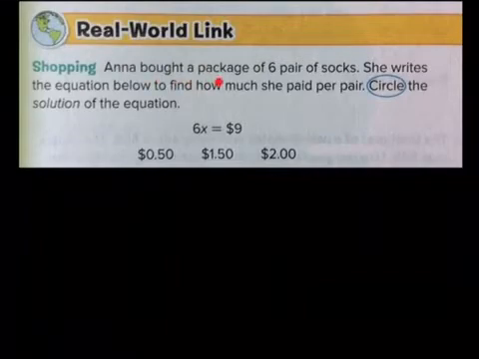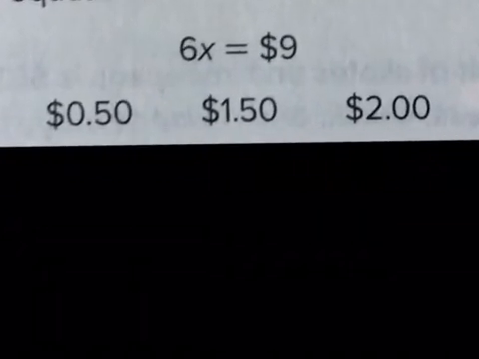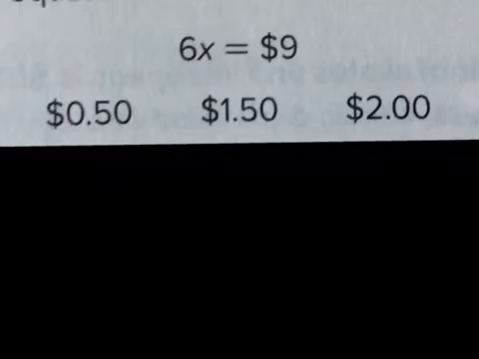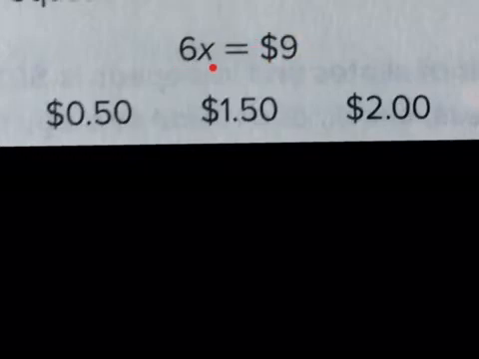Shopping. Anna bought a package of 6 pairs of socks. She writes the equation below to find how much she paid per pair. Circle the solution of the equation. So she bought 6 at a price that she doesn't know. Okay? 6 at X price. 6 times X, right? 6 pairs of socks at, if they're each $1, it'll be 6 times $1. So it'll be 6. But she actually paid $9. So 6 times something is $9. These are equal. Remember, this side has to equal 9.